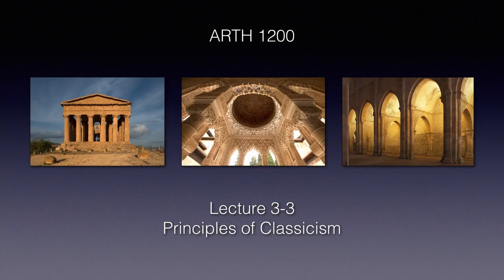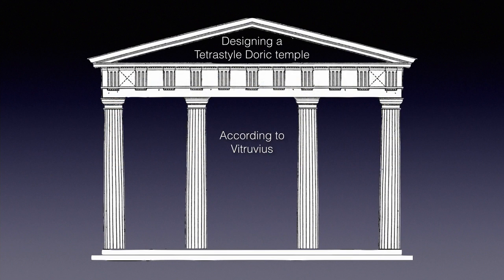Hello again, welcome back. In the last video, we looked at the forms of classical architecture. To finish up this week, we're going to look at the principles of classicism, that is, the ideas and values that turn that collection of forms into a coherent, rational, and intelligible visual language. We're going to look at how to design a tetrastyle Doric temple according to Vitruvius.